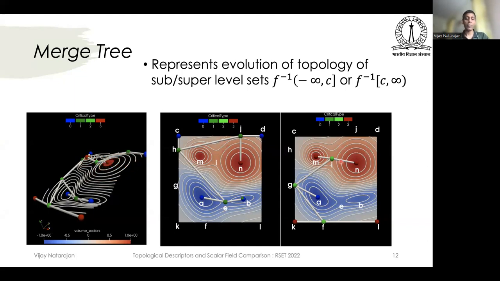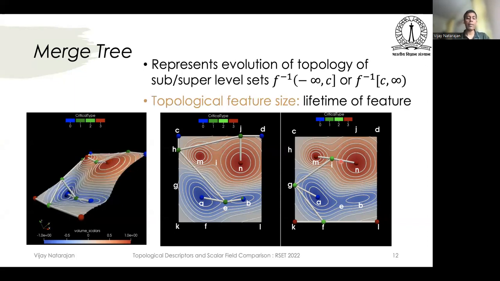in function values. Again, here there is the notion of a feature size, which is represented using the lifetime analogy. So the size of a mountain or a valley here is given by the endpoints of the arc that represents it. Arcs can be collected together. So in some cases, it will be the endpoints of a path between a maximum and a saddle, right? So this is what we call topological feature size, and we are going to use these pairs later when we use the merge tree.